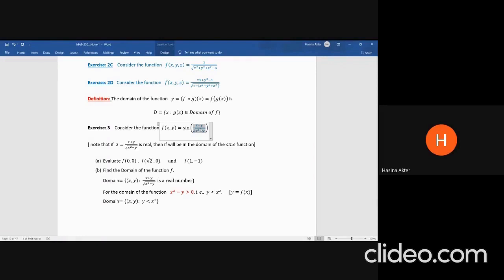Okay? So we just need to have it real. That's it. Because sine will take any real number. So then I can conclude that the domain of this composition is any x comma y ordered pair, so that this fraction is real. We will take any x comma y so that this is real. If this is real, that will be taken by the sine. Is that good? So we will not think about the denominator here.